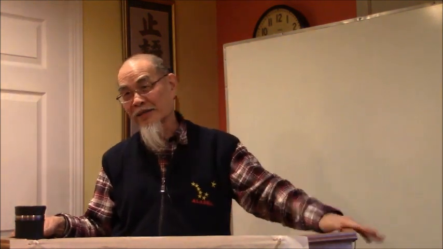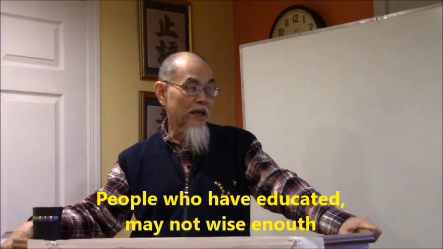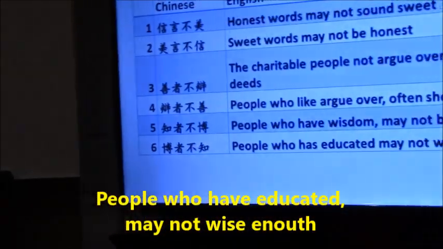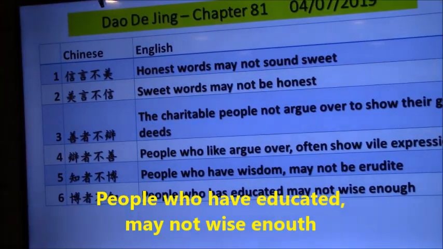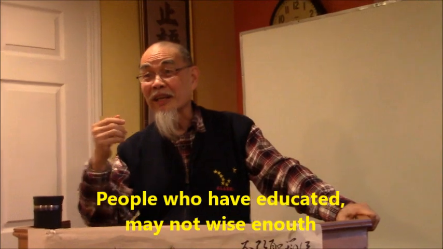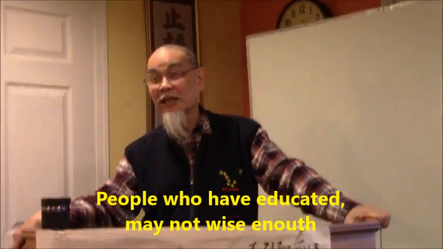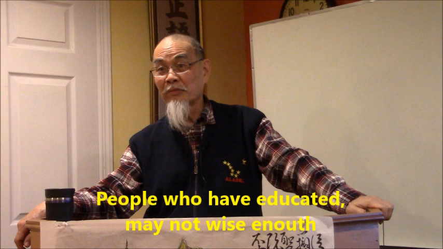So true wisdom only needs a few words. That's why I like Lao Zi so much, because Lao Zi only uses a few words. He can explain the true wisdom in his mind. In the opposite way, people who are educated may not be wise enough. They read a lot of books, they think they are very wise, but they use their knowledge and education to take advantage of other people. It's not real, true wisdom.